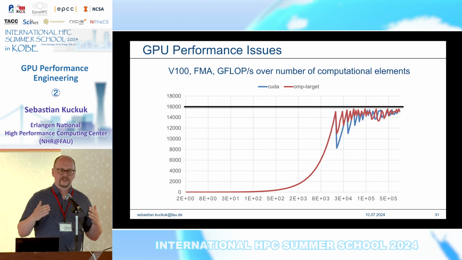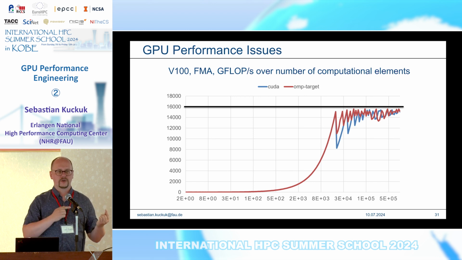Why am I telling you this? Because if you have a code and you know how many threads you usually have working on your problem, you can relate this to this graph. You can look into the graph and see, okay, for this architecture, for this problem size or number of threads, I'm expecting this kind of performance at the limit.